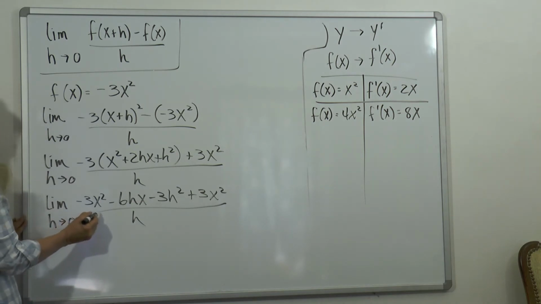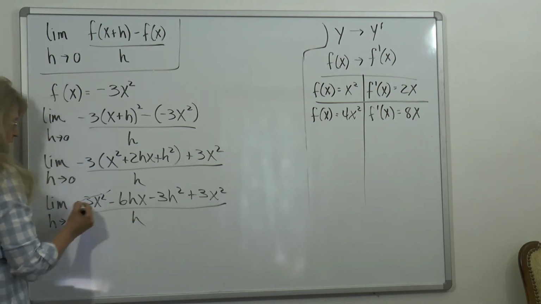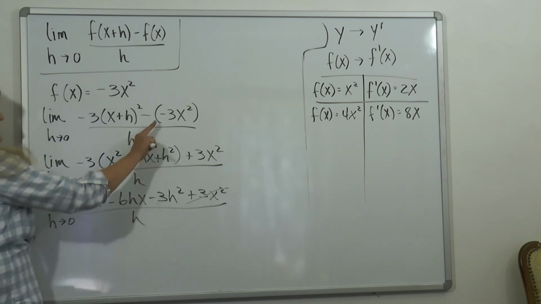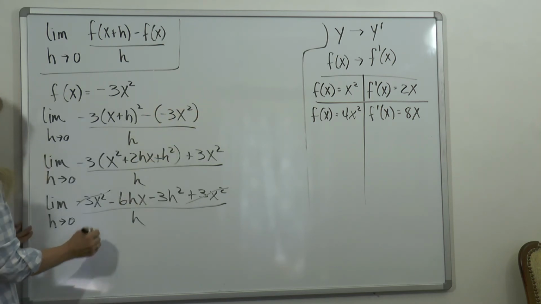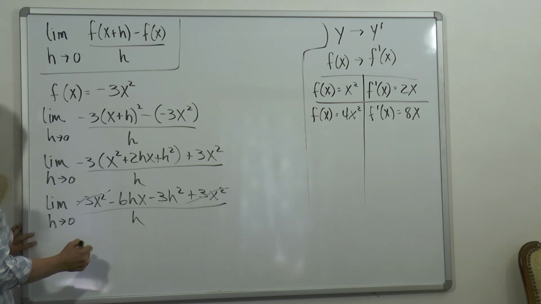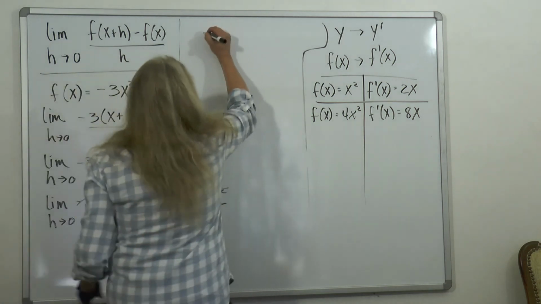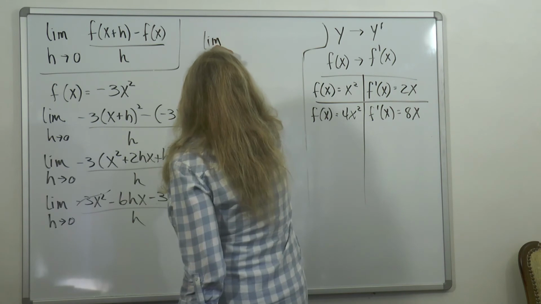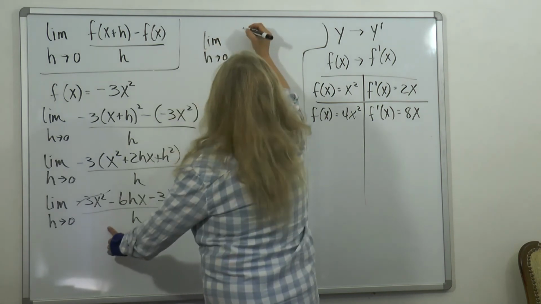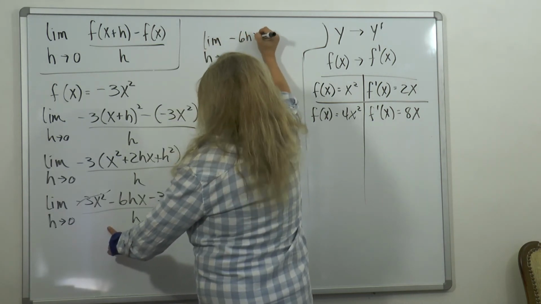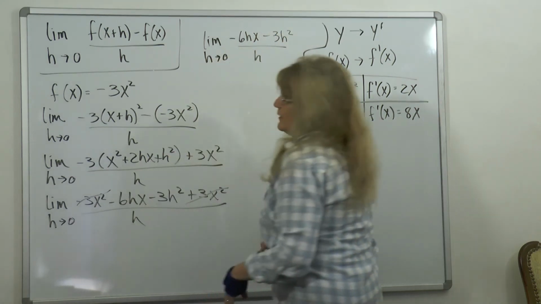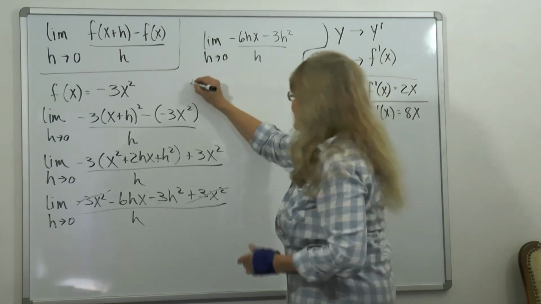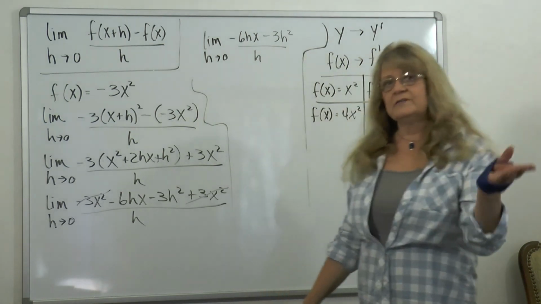Okay, this negative 3x squared, this positive 3x squared, they're going to cancel. So remember what I said, whatever comes after this minus sign, it's going to end up canceling whatever term is there. Otherwise, you've made a mistake. Okay, so this gives me the limit as h goes to 0 of negative 6hx minus 3h squared over h. Again, I just want that h to cancel so I don't have to worry about division by 0.